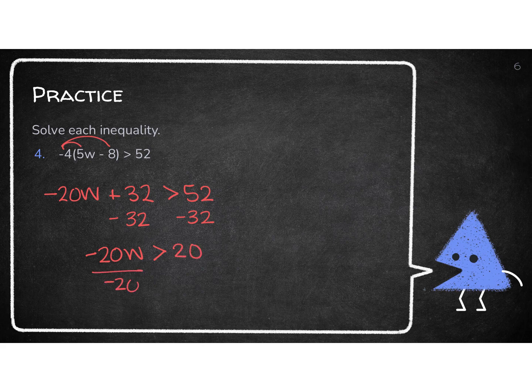Divide by negative 20. So I'm going to get w. Remember, I divided by that negative number right there. So I have to flip that sign. And that's going to tell me w is going to be less than negative 1. So any number less than negative 1 will make this inequality true.